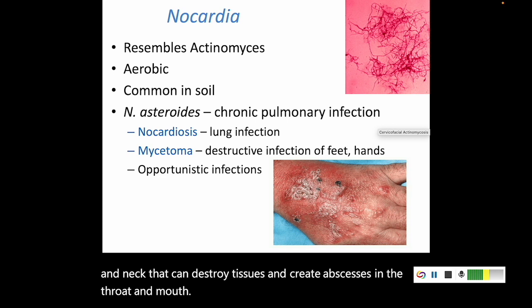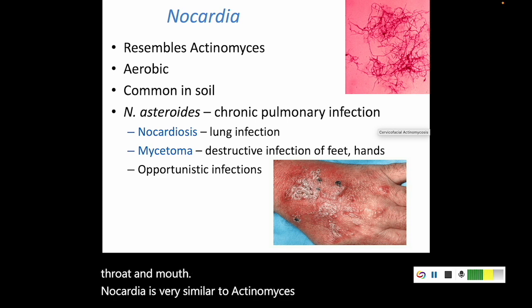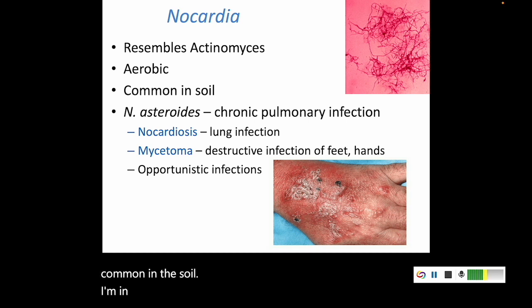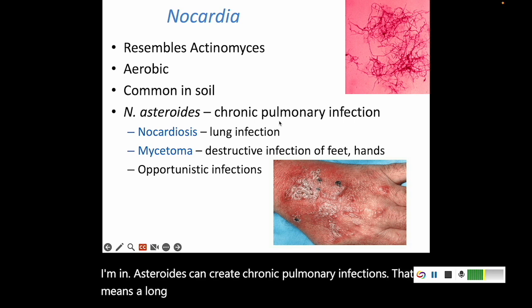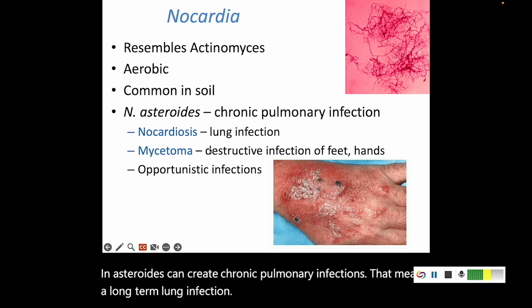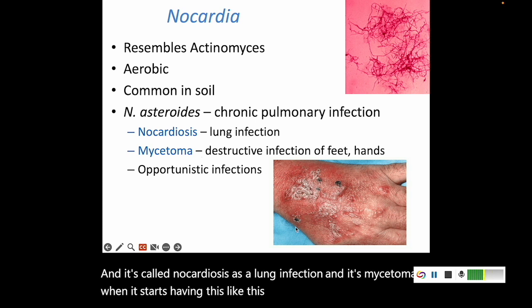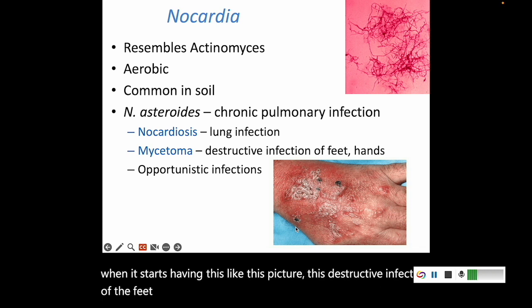Nocardia is very similar to Actinomyces. It is aerobic and also common in the soil. N. asteroides can create chronic pulmonary infections. That means a long-term lung infection. It's called nocardiosis as a lung infection. And mycetoma is when it starts having this, like in this picture, destructive infection of the feet and hands. Mainly these are going to be opportunistic infections.